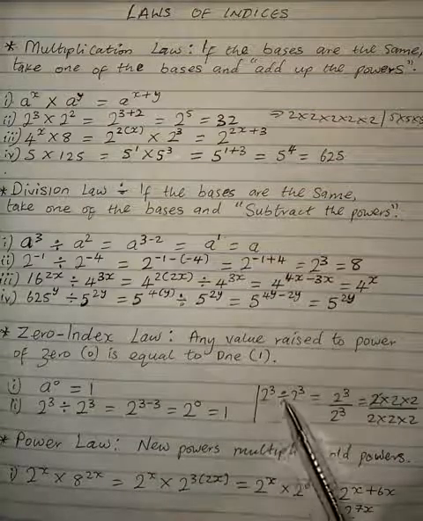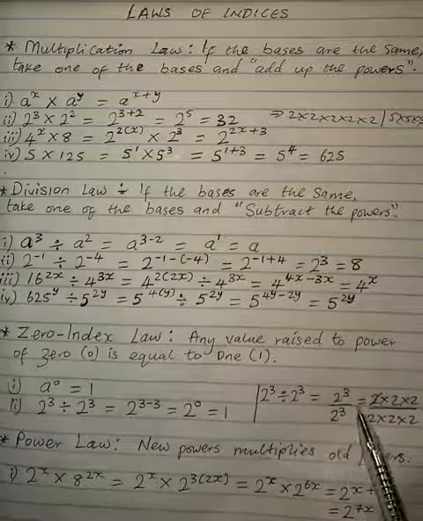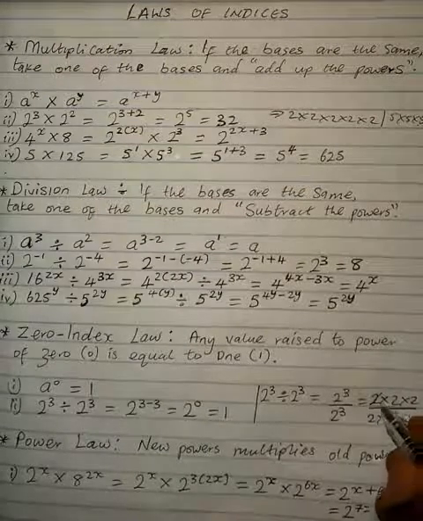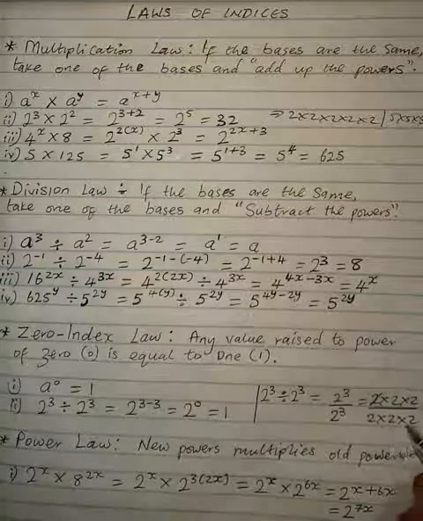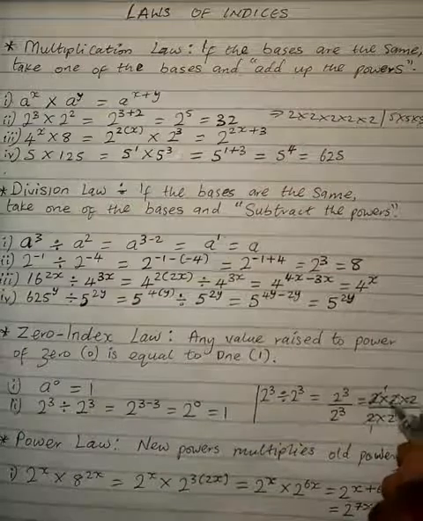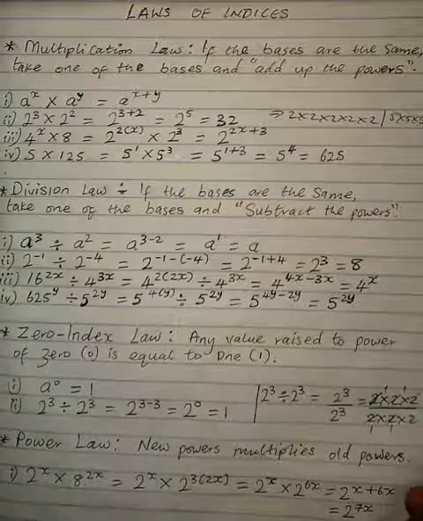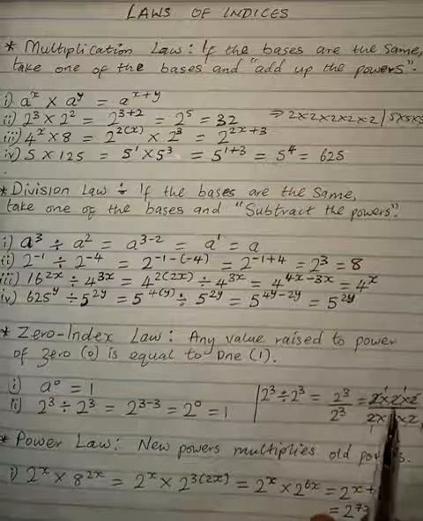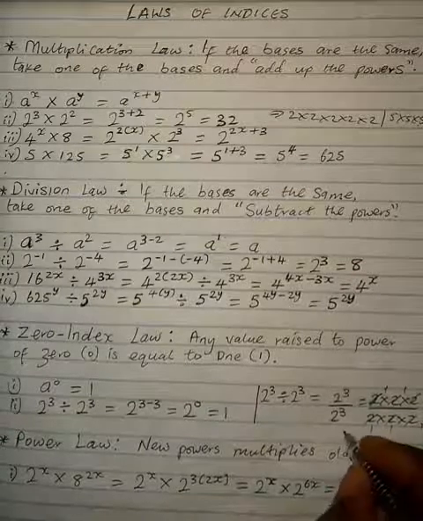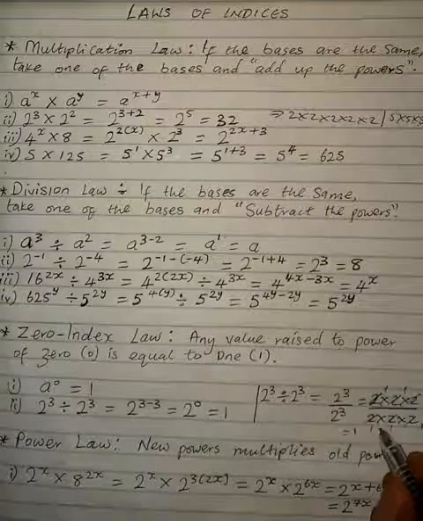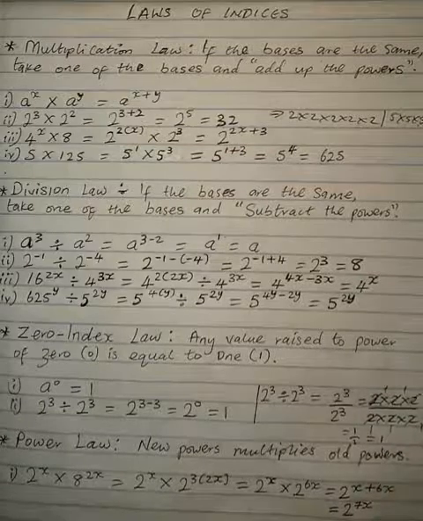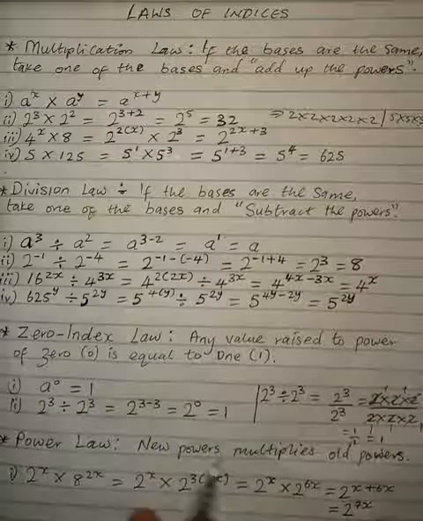Now we have 2 raised to the power 3 divided by 2 raised to the power 3, same thing with this. Now 2 raised to the power 3 can be dissociated like this, and then we have 2 times 2 times 2. Each 2 divided by itself gives 1, and then 1 times 1 times 1 is equals to 1. Okay, because 1 over 1 is equals to 1. So that's how we prove it.